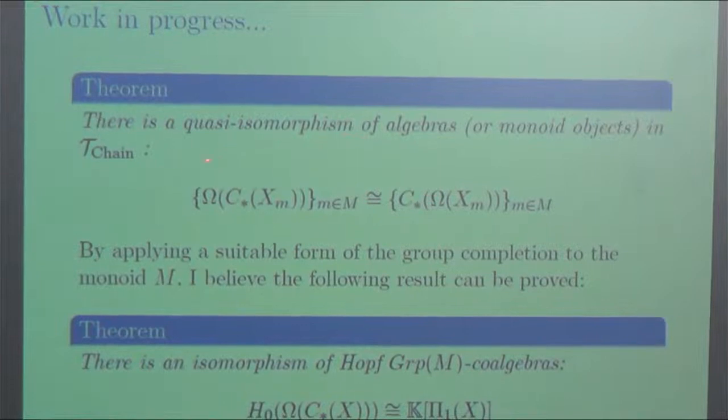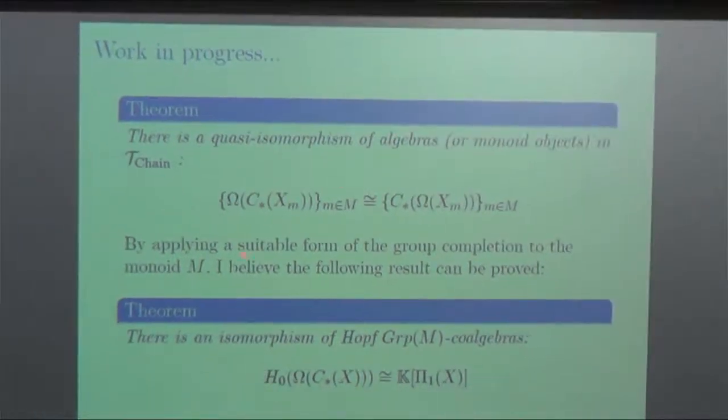So there is a quasi-isomorphism of algebras, because when I apply the cobar construction to a coalgebra or a comonoid in the Turaev category, I get an algebra in the Turaev category. So this is a quasi-isomorphism of algebras in this Turaev category on chain complexes. And then we need to apply a suitable form of group completion to get this result on homology in degree 0, which, I hope, is an extension of the result of Zeinalian and Rivera.